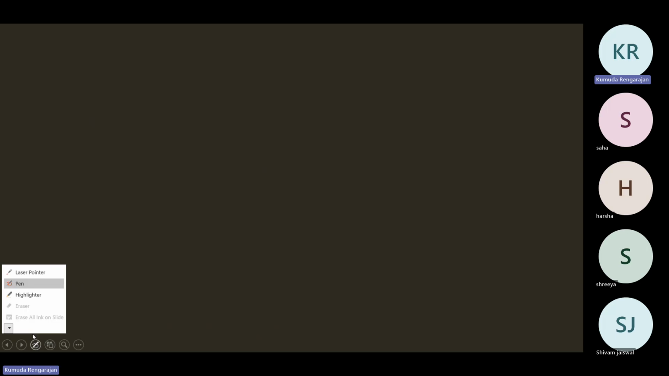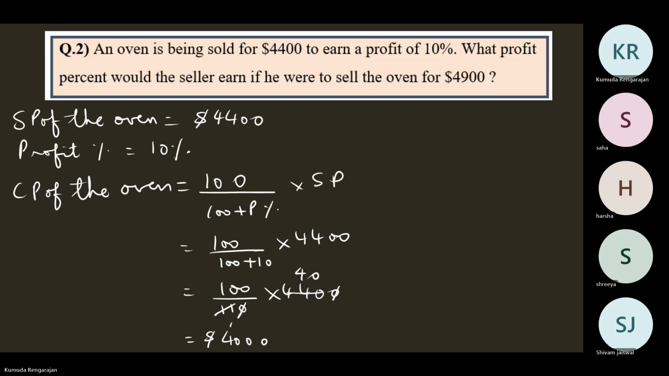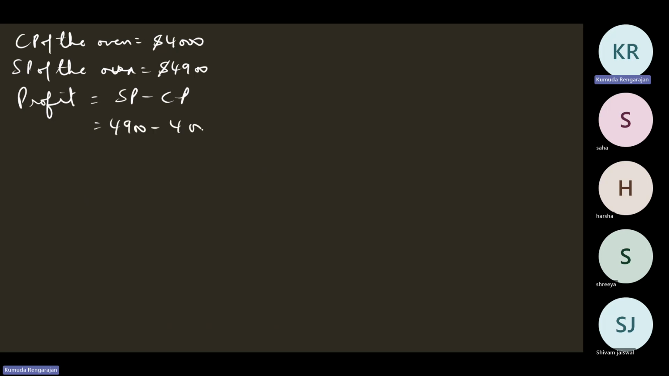Okay, so CP of the oven is equal to $4,000. And the new selling price of the oven is equal to $4,900. So it's a profit. Profit is equal to SP minus CP, 4,900 minus 4,000. So $900 is the profit.